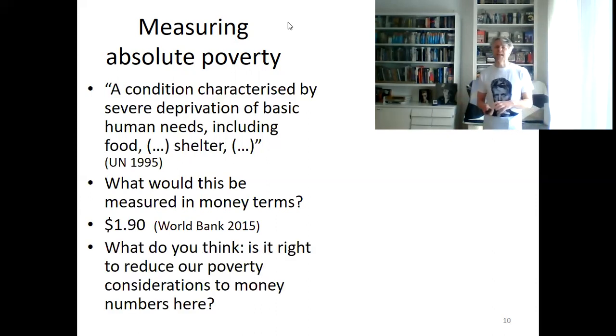Now, this takes us to my next question. What do you think? Is it right, is it correct and proper to reduce our poverty considerations to money numbers? Is this only about money? Is this number really helpful? Again, think about that. Scratch your heads. I don't think it is.